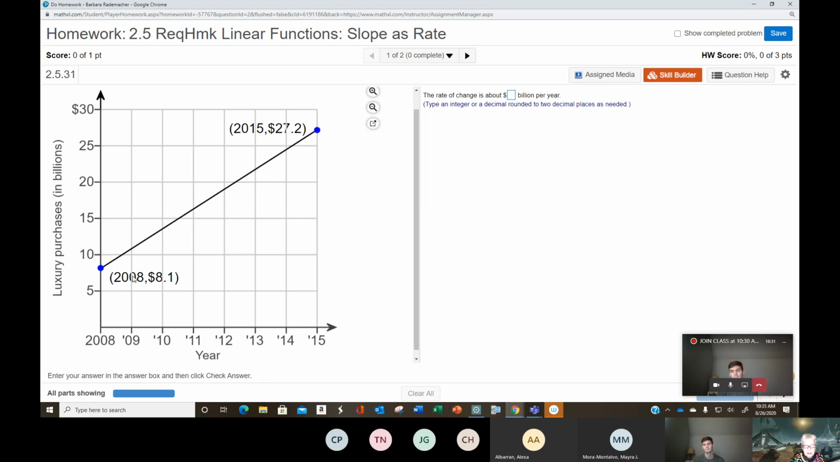So this is going to give us dollars per year. Anytime you hear the word per, it's a rate. So we're trying to find the rate of change in billions of dollars per year. We're going to use this chart to find it, because all we need is 2 points, and they actually give us 2 points. In 2008, the purchase of luxury goods in that country in billions of dollars could be measured by 8.1, which means $8.1 billion. And then by 2015, the price of those luxury goods has gone up to 27.2 in billions of dollars. Our job is to find out what is the change in billions of dollars per year.